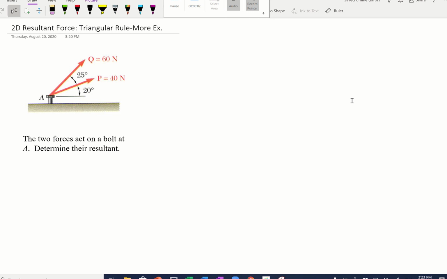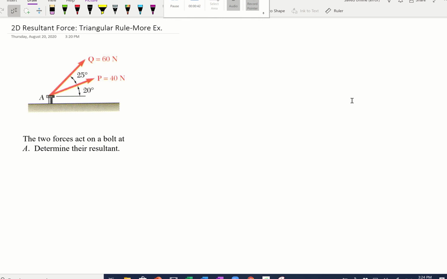Hi, in this video we're going to look at another example of finding the resultant force in two dimensions. In the previous video clip, you learned how to use the triangular rule to find the resultant force, both the magnitude and the direction. The way we did it is we used a lot of trigonometry: law of cosine, law of sine, and some geometry of parallelogram. Altogether, you can solve this. Now we are going to use the same principle and solve another problem, just trying to reinforce the concept.